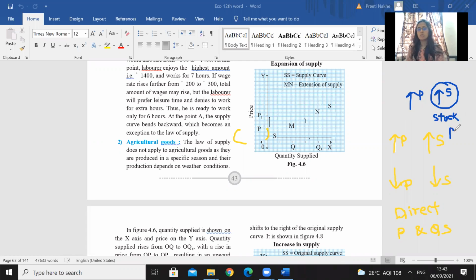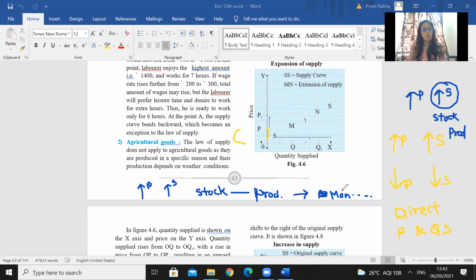Why is stock not there? Because of no production. Why no production? Because of flood or any natural calamities. So even though we say that at a higher price the supplier will supply more, for supplying he needs stock, and for stock he needs production. In agriculture, production totally depends upon the monsoon or natural conditions. If natural calamities take place, it is not possible to produce the goods. If no production, no stock, no supply. So this is an exception.